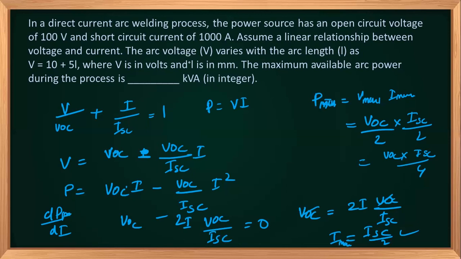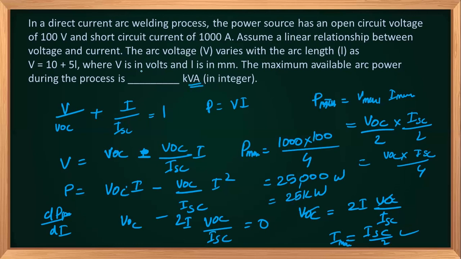So if I put this in the answer, P max will be equal to 1000, that will be I, 100 will be V, divided by 4. This will be equal to 25,000, which will be nothing but 25 kilo. This will be the same as watt ampere, kilowatt ampere. Watt ampere will be equal to nothing but volt. So this will be 25 kilowatt.